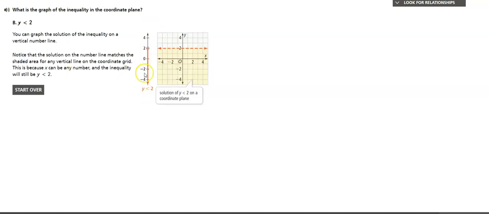Okay, here's another example. We have y is less than 2. If I was using just a vertical number line, I would do an open dot and graph everything below 2. What I'm going to do on a coordinate plane is at y, I'm going to graph a line horizontally at 2. It's dotted because it is not equal to 2. And because it is less than 2, I'm going to shade everything below.